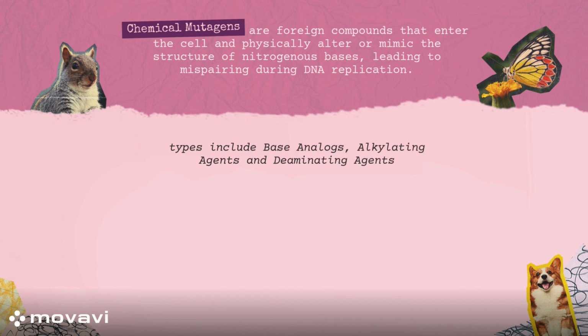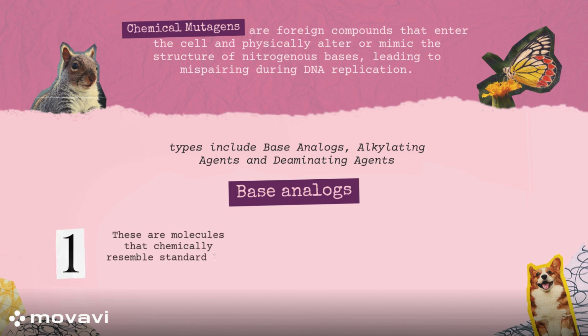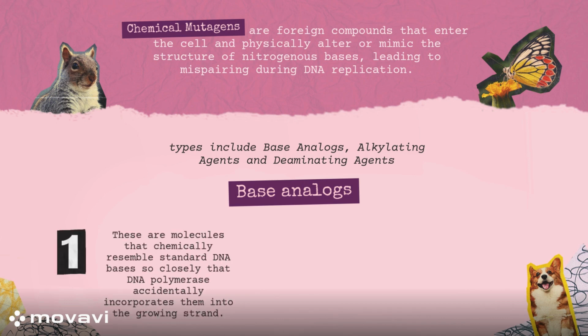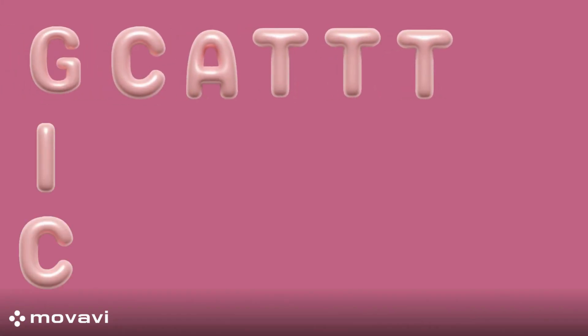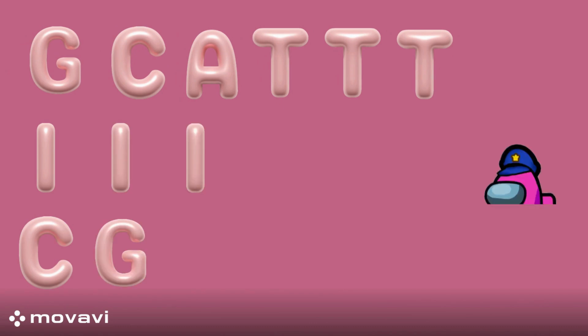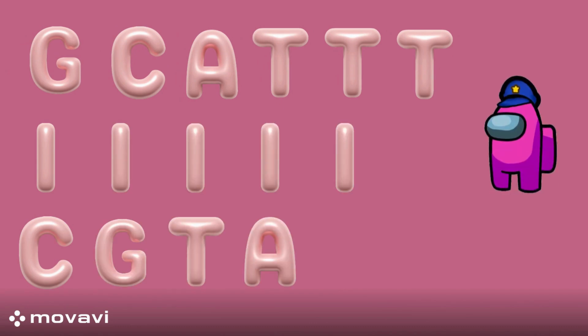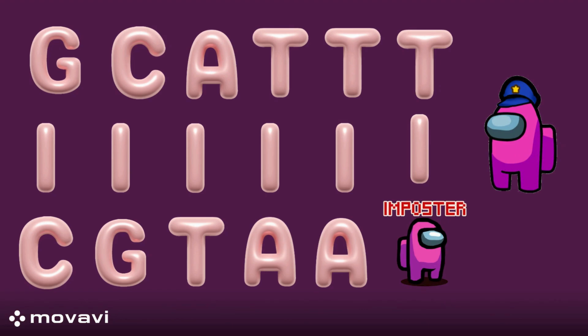Let's look at base analogues. Base analogues are molecules that chemically resemble standard DNA bases so closely that DNA polymerase accidentally incorporates them into the growing strand. So we have an imposter who looks exactly like, say, adenine. So DNA polymerase, who is in charge of queuing the bases in a specific manner, incorporates the imposter where A is supposed to be placed.